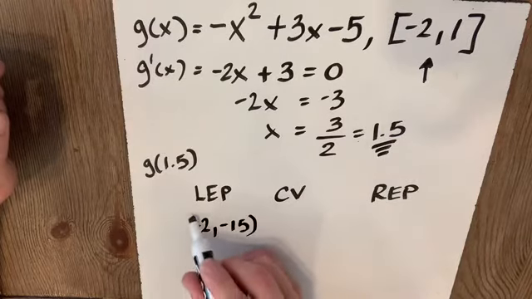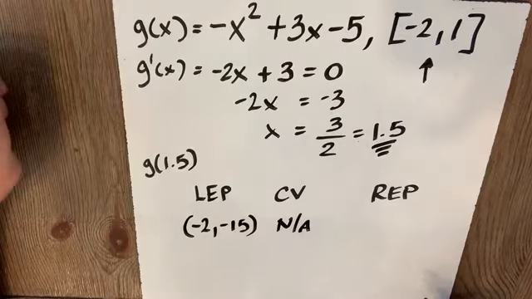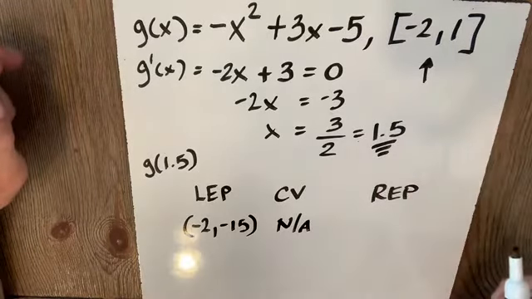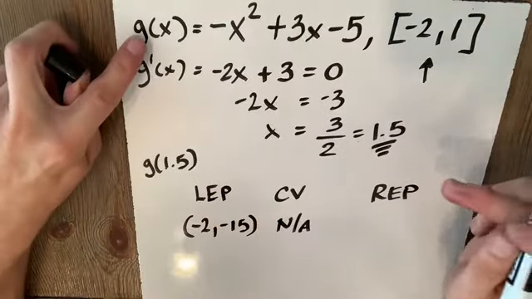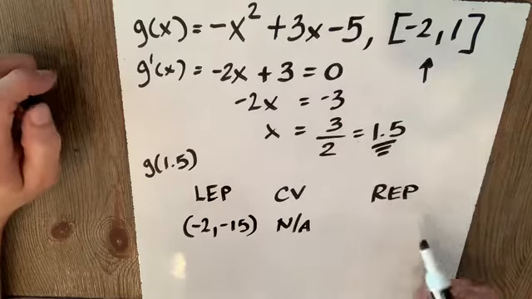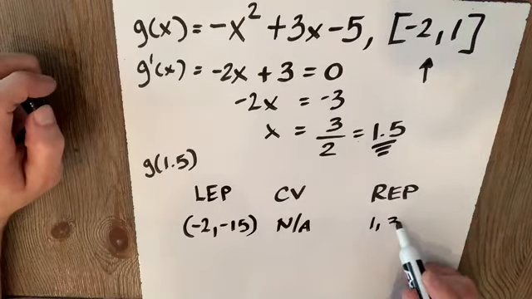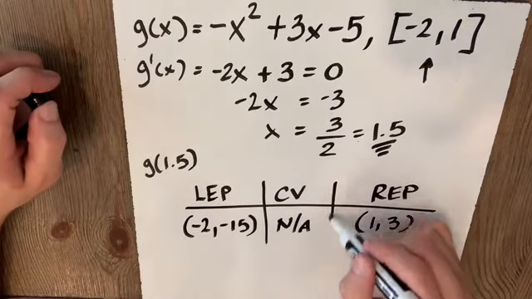So I'm expecting to be able to do that from algebra. There was no critical value in this particular domain, and my right endpoint was at 1. g of 1 is negative 1 squared plus 3 times 1 minus 5. And when you plug that 1 in, you get 3. So here's what our little chart looks like when we do this.